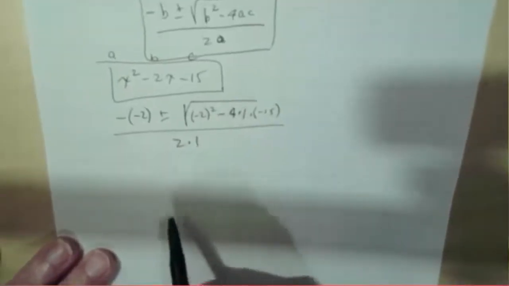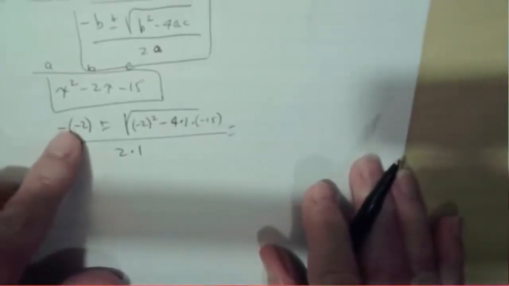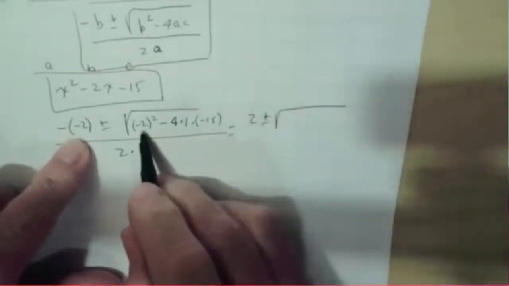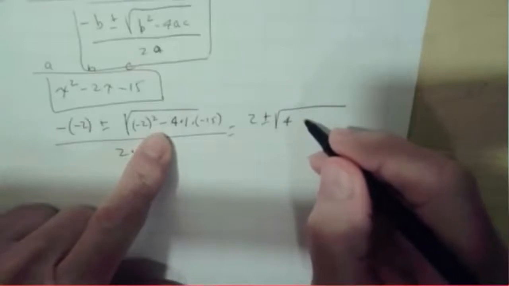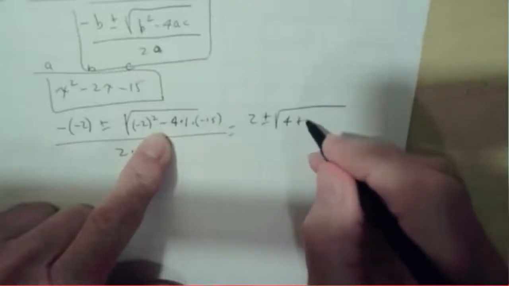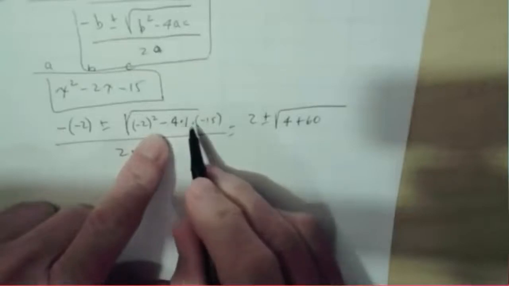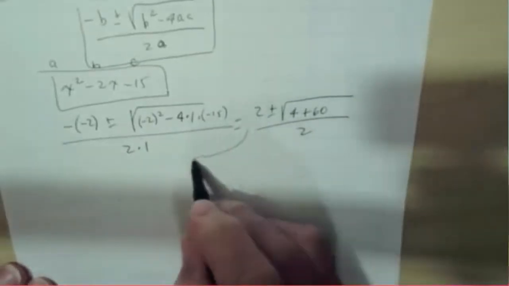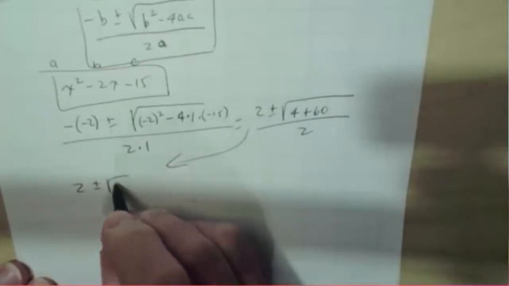Okay, so this is negative and negative 2 is positive 2 plus or minus the square root of negative 2 squared is 4, positive 4, minus 4 times all this misery here is 60. Okay, negative 4 times 1 is negative 4. Negative 4 times negative 15 is 60, all over 2. I'm going to move this down here. So we have 2 plus or minus the square root of 64 over 2.